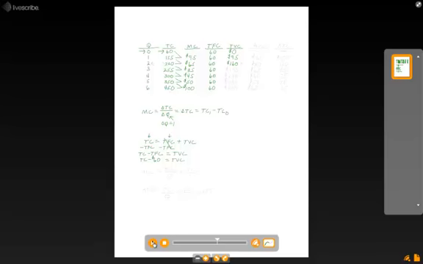225 minus 60 will give us $195. 300 minus 60 will give us $240. 350 minus 60 will give us $290. And then finally, 450 minus 60 will give us $390. All right, so there's our total variable cost curve.